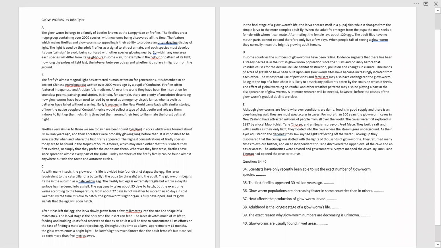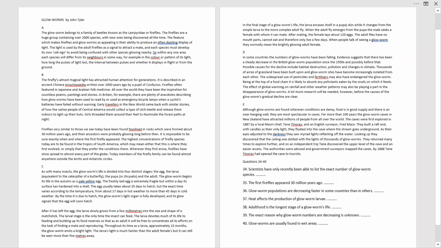Okay, so let's talk, guys, answers here. The 34th one, where it says scientists have only recently been able to list the exact number of glow-worm species. So basically, it's a not given answer. Why? Because there is no accounting of the exact number of the glow-worms, right? It seems impossible to have the exact number of species. They are always saying over 2,000 species.